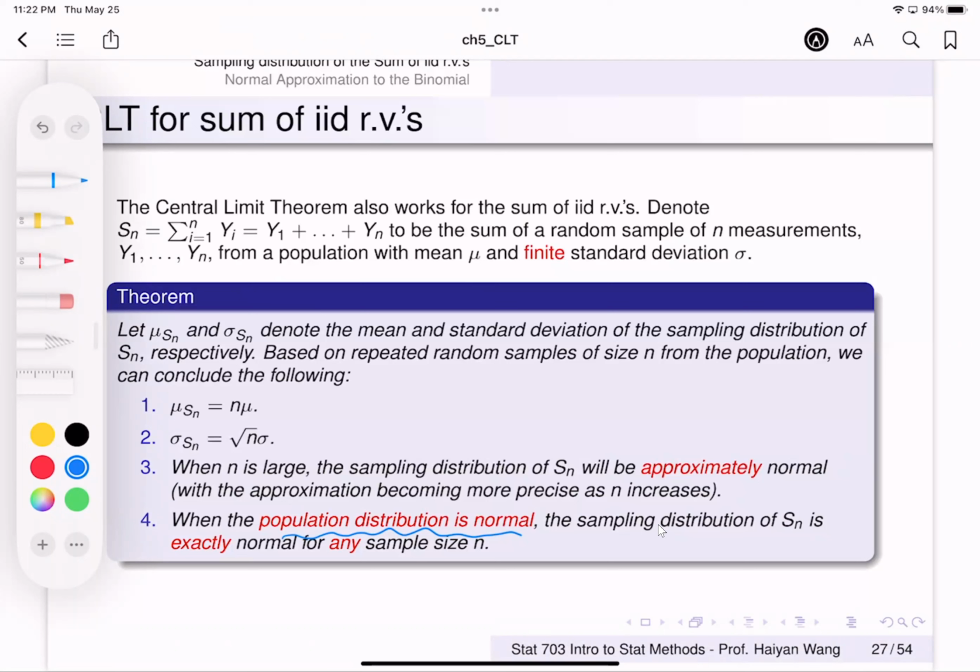And the mean and the standard deviation will follow the formulas in these two rows, and these do not depend on the population distribution. The mean and the standard deviation part will hold regardless of what the population distribution is and what the sample size is.